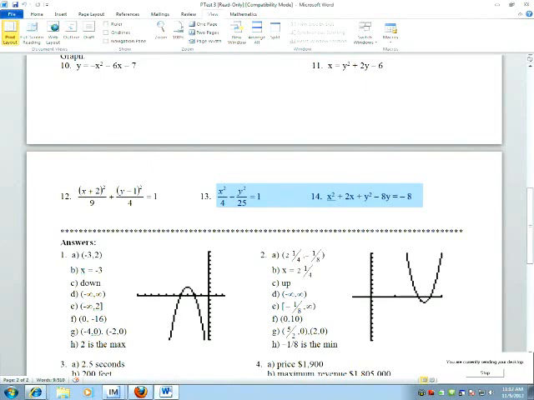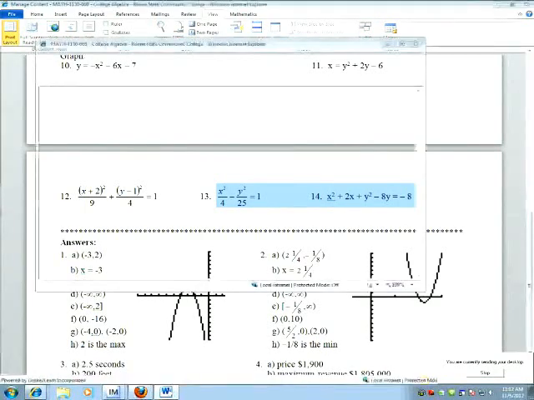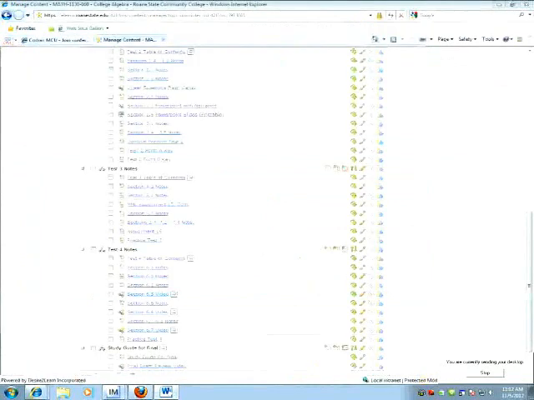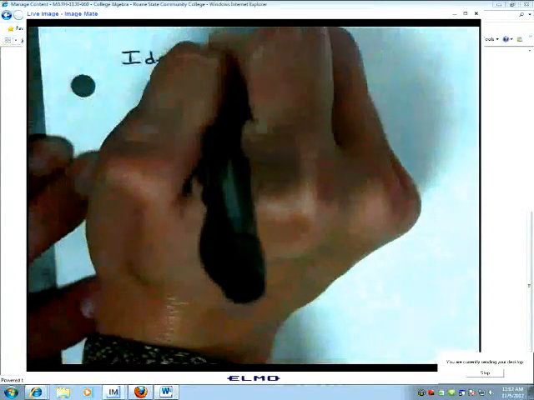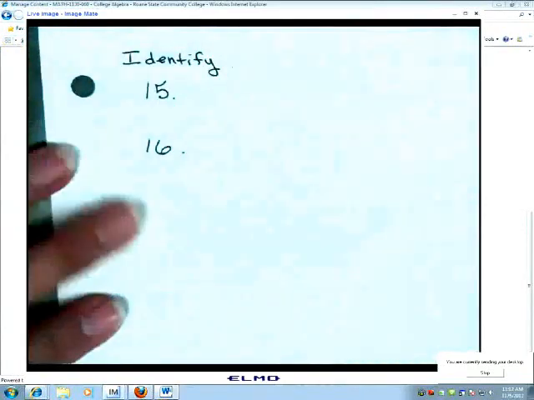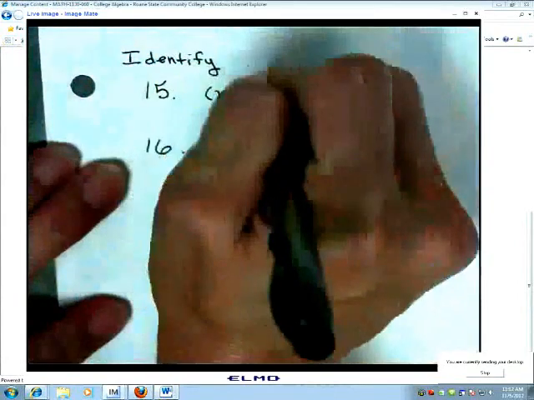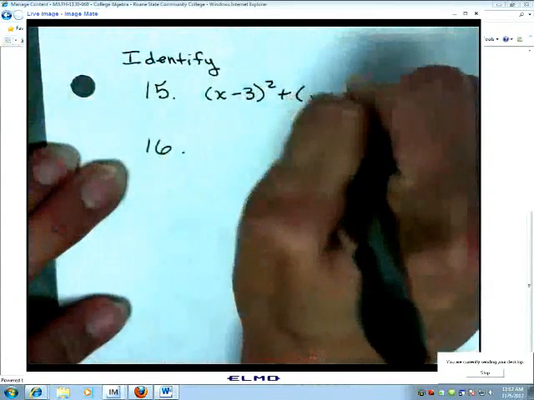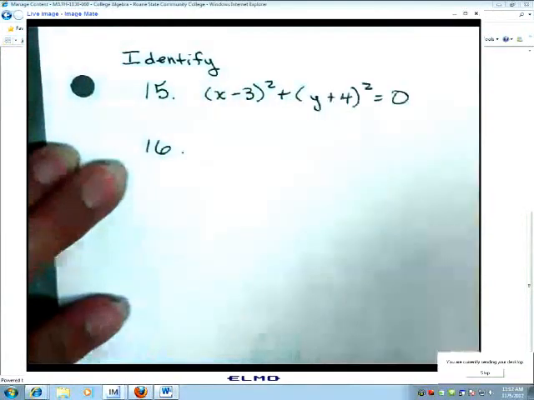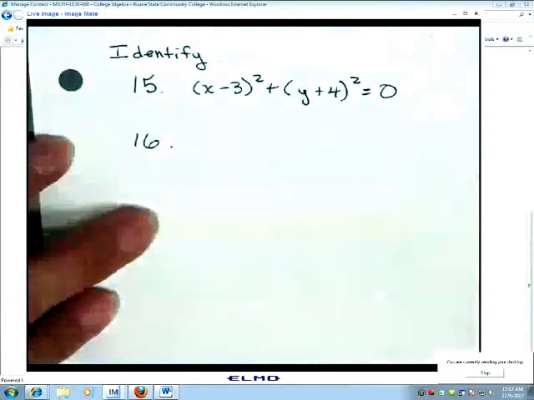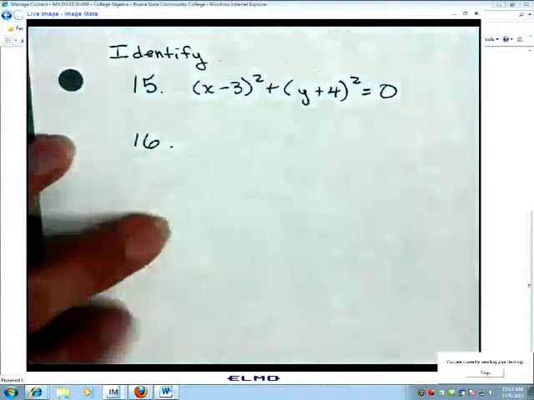All right, so if I was going to real quick add 2 problems to that practice test, and this is the last thing, I'll let you go. I would say identify (x minus 3) squared plus (y plus 4) squared equals 0. What is that?